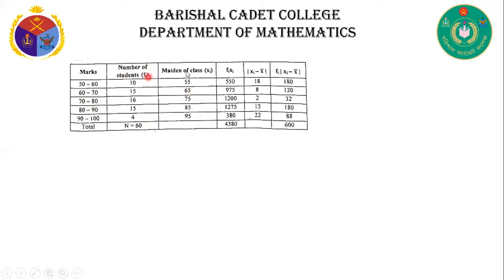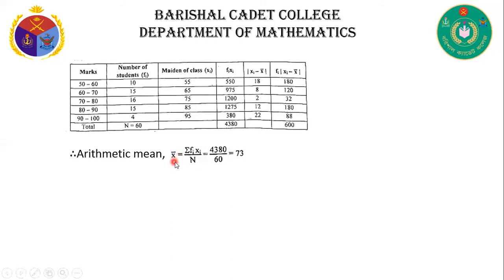Now multiply Fi and Xi, that means these two columns are multiplied. So we can write 55 into 10, that means 550. 15 into 65, that means 975. 16 into 75, 1200. 4 into 95, 380.